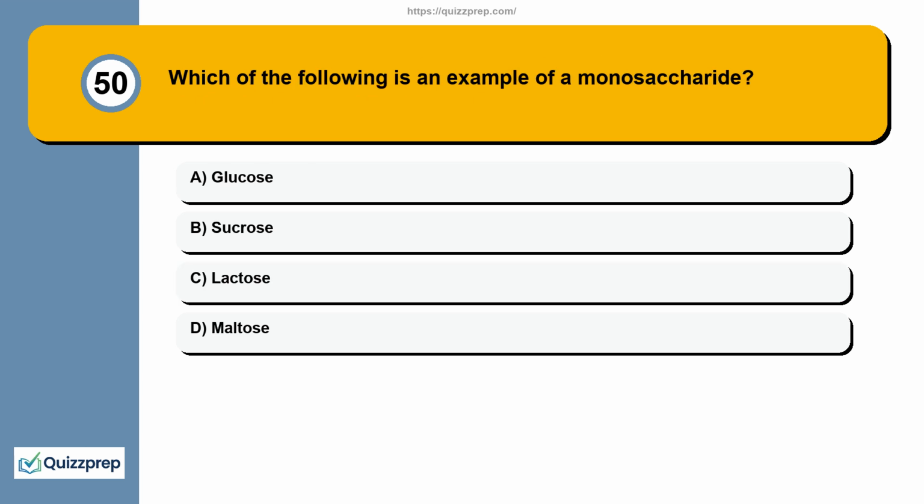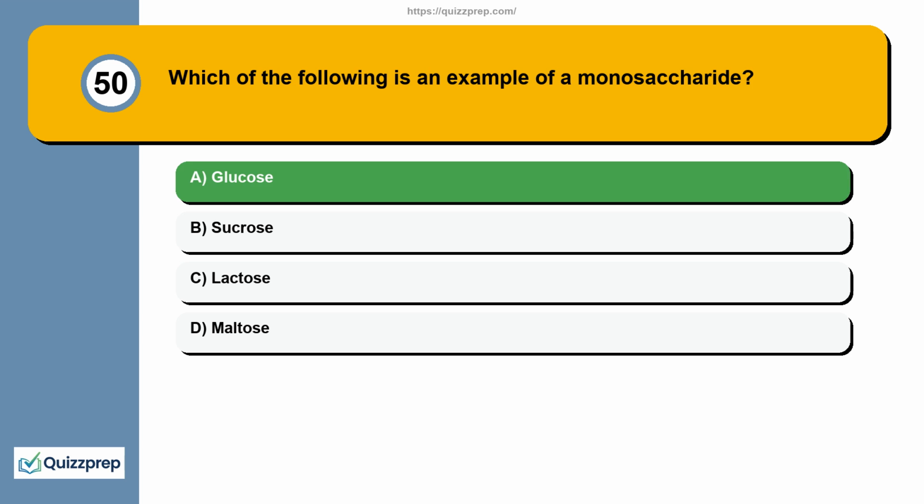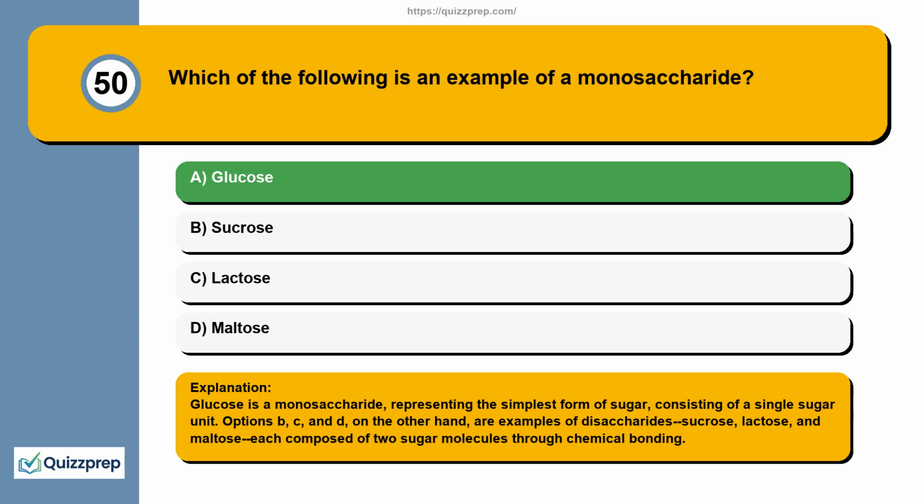Question 50. Which of the following is an example of a monosaccharide? Glucose, sucrose, lactose, maltose. Glucose is a monosaccharide, representing the simplest form of sugar, consisting of a single sugar unit. Options B, C, and D, on the other hand, are examples of disaccharides: sucrose, lactose, and maltose, each composed of two sugar molecules through chemical bonding.